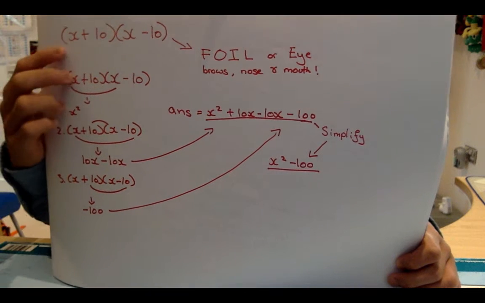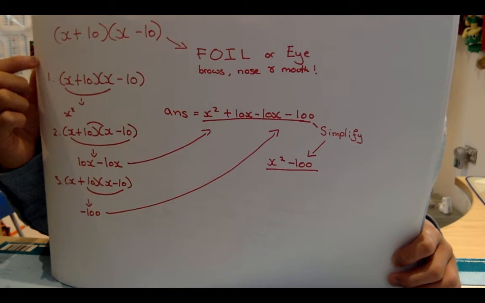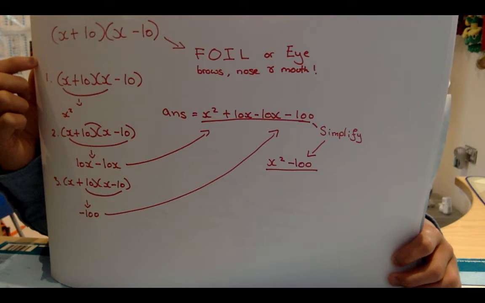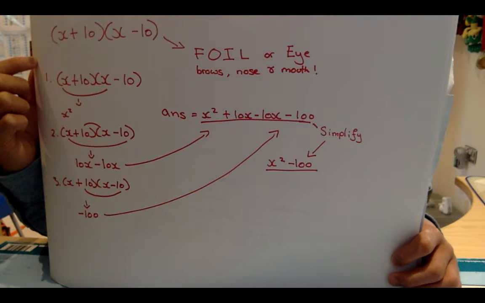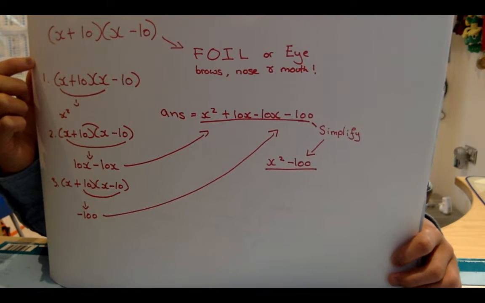Okay, so first of all, I'm going to start with the first type of factorizing. I usually remember this as eyebrows, nose, and mouth, but some people remember it as FOIL. First, we do the eyebrows. So x and x becomes x squared, and then the second step is the minus 10 and x, so that becomes minus 10x, and a 10 and x, so that becomes plus 10x.